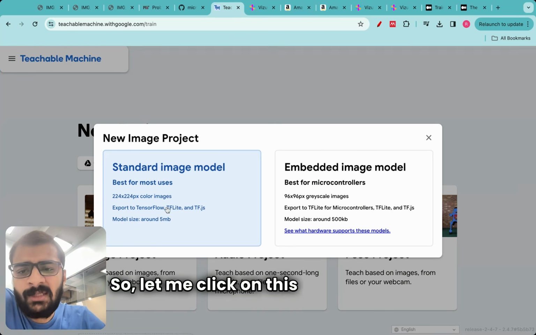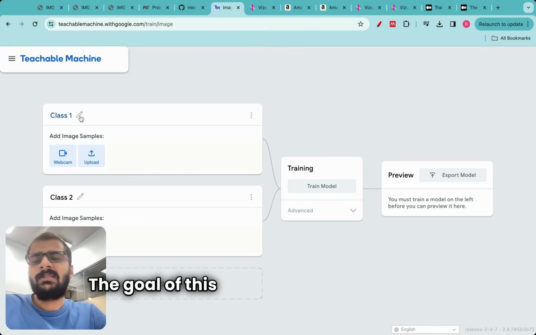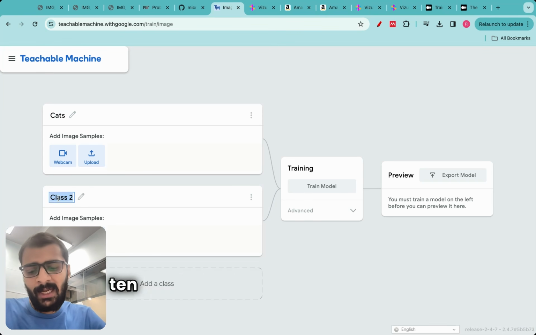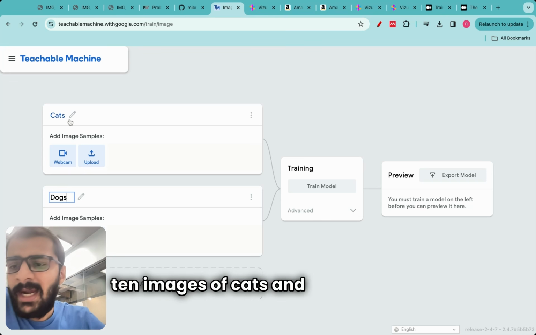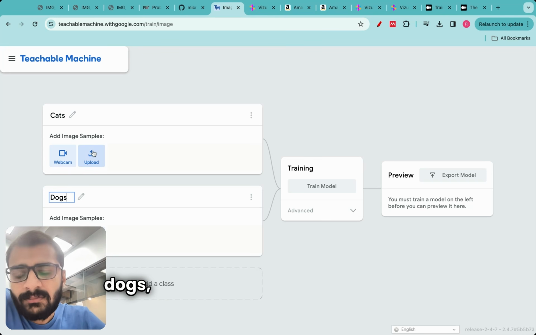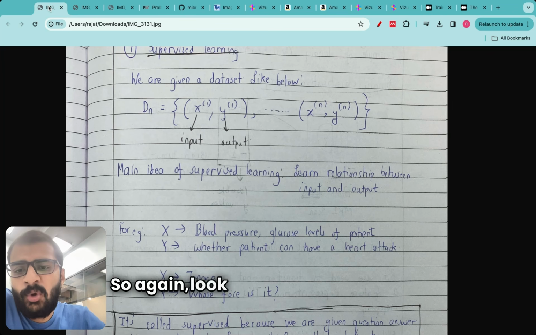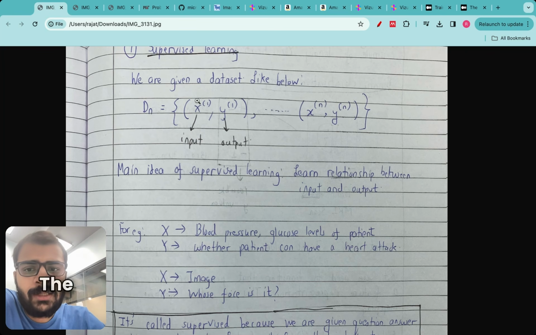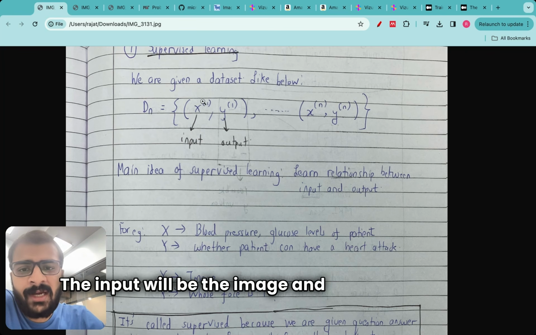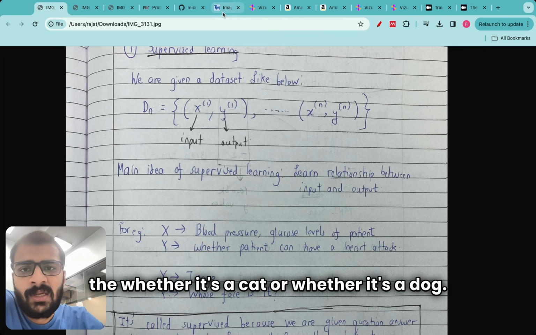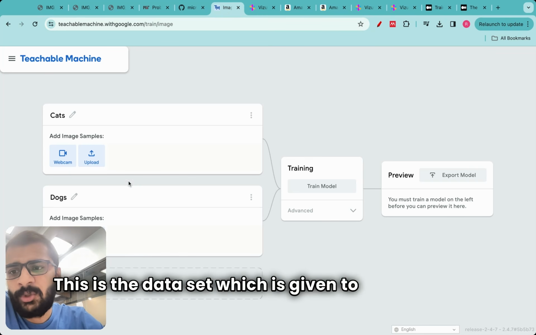So let me click on this image project. The goal of this project will be very simple. I'll give the computer 10 images of cats and 10 images of dogs, which are my input output pairs. So again, look at this particular case. The input will be the image and the output will be whether it's a cat or a dog. This is the data set which is given to the computer.